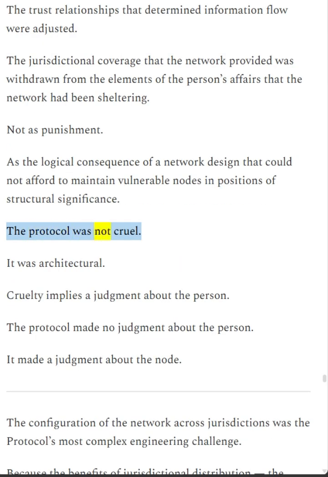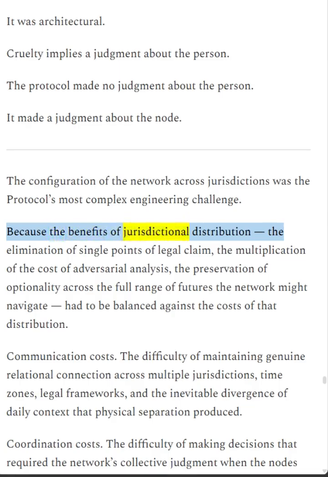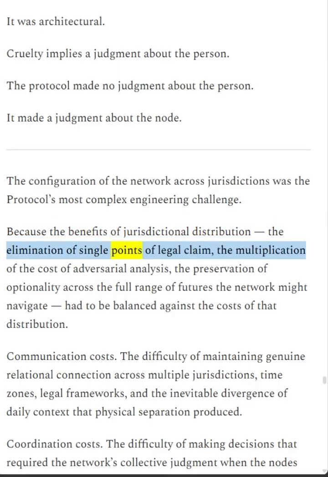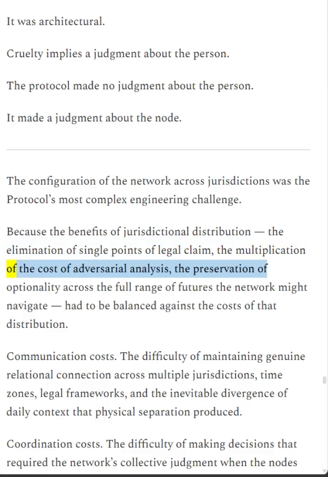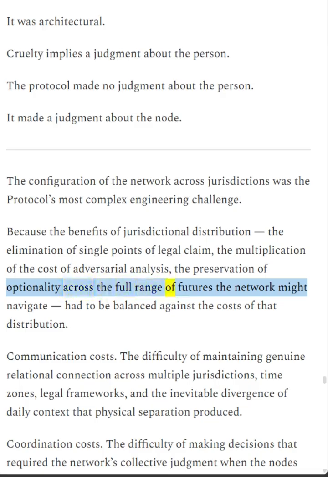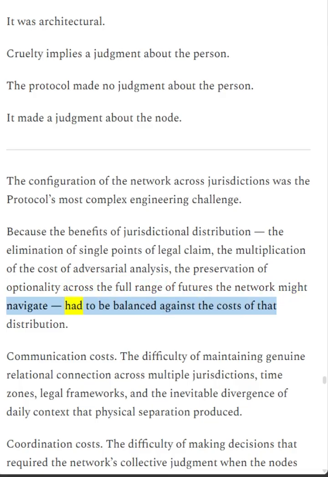The protocol was not cruel. It was architectural. Cruelty implies a judgment about the person. The protocol made no judgment about the person. It made a judgment about the node. The configuration of the network across jurisdictions was the protocol's most complex engineering challenge. Because the benefits of jurisdictional distribution, the elimination of single points of legal claim, the multiplication of the cost of adversarial analysis, the preservation of optionality across the full range of futures the network might navigate, had to be balanced against the costs of that distribution.